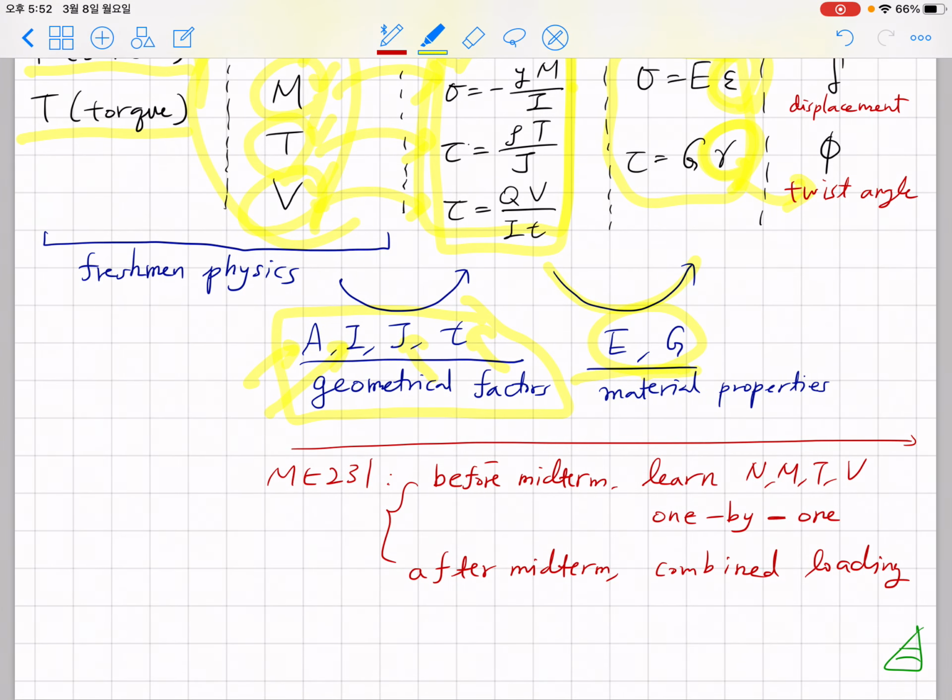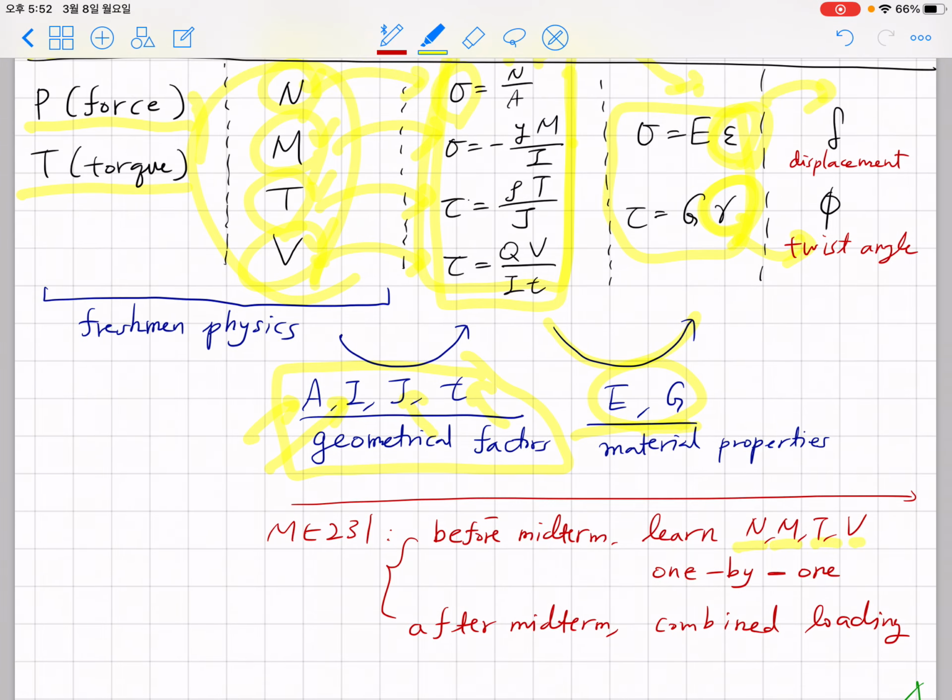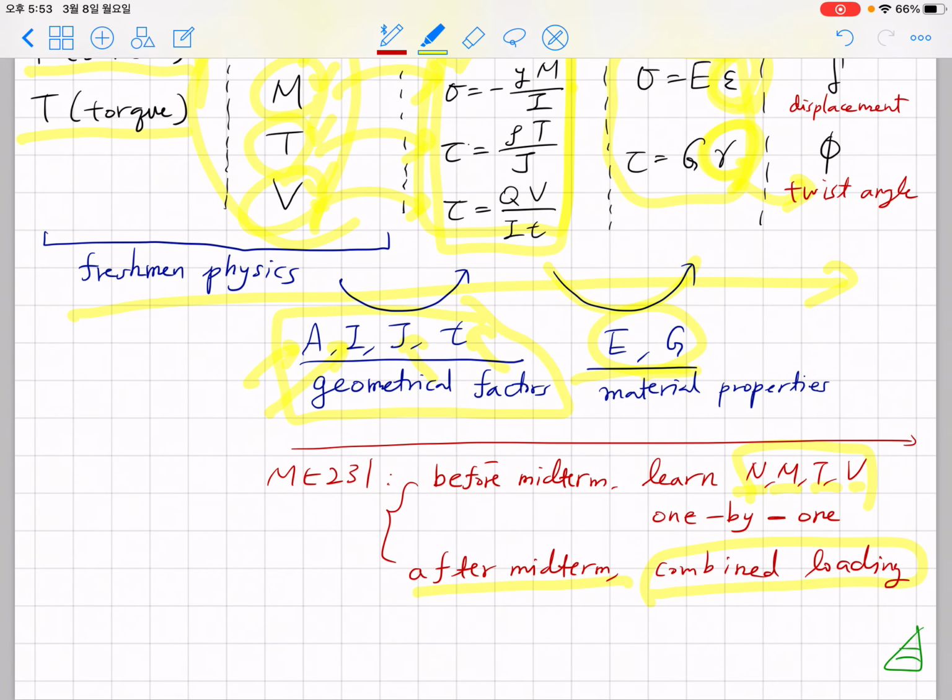So before the midterm we'll learn N, M, T, V one by one, and we'll go through this process one by one for each reaction. And after the midterm, we'll consider combined loading having N, M, T, V together and see the deformation and stress state of the structure, and talk about safety design and deformation of a body under combined loading. That's what you're gonna do after the midterm. Okay, so it'll give you some sense of what you're gonna do in ME231. Okay, so with this, let me finish my discussion on the definition of axial loading.